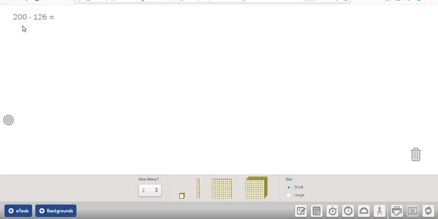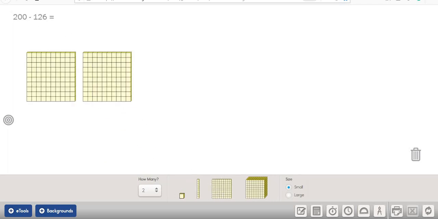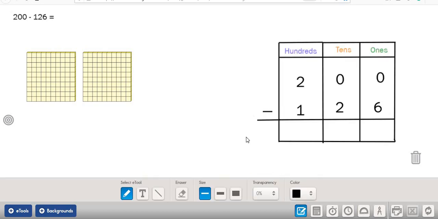To model 200, we need 200 flats. Here they are. Now, 200 minus 126. To subtract, we need to cross out 6 ones. But in 200, we don't have any ones. So what do you think, grade 2? What do we need to do? The place value chart here can help. This is the first number, 200 minus 126. Now 0 minus 6.